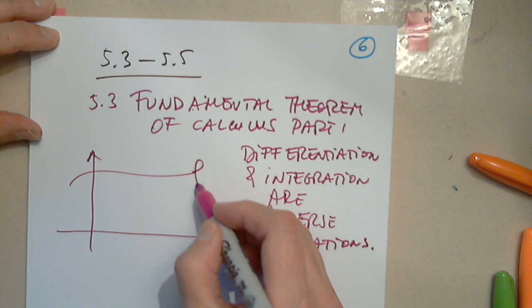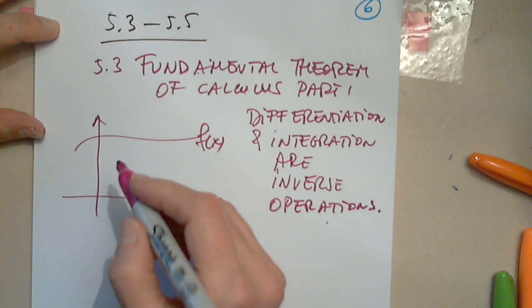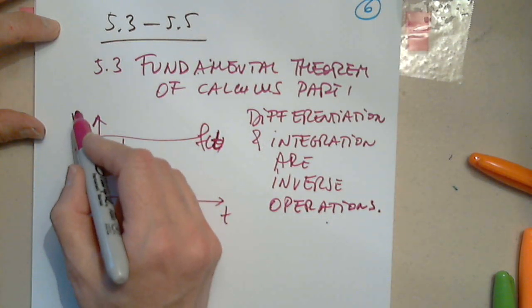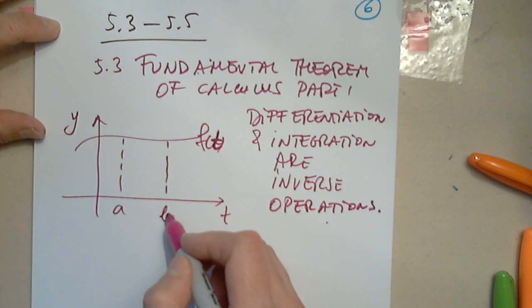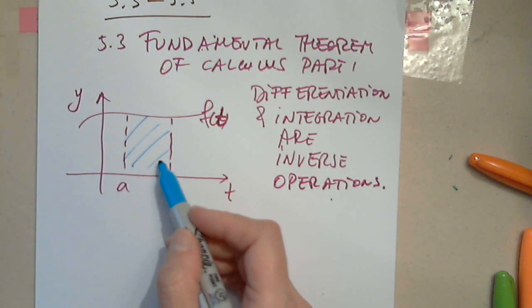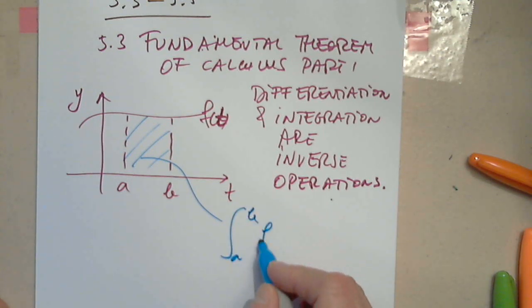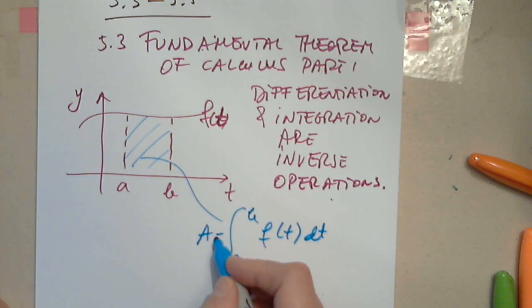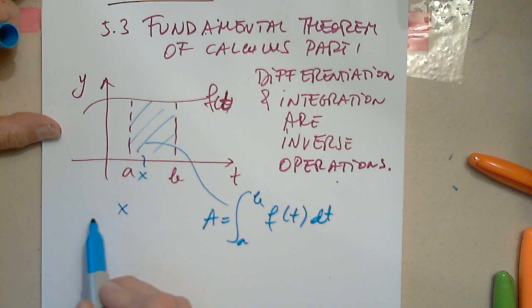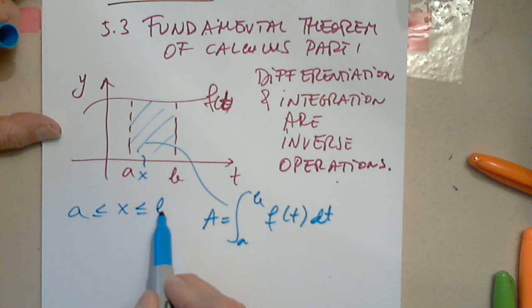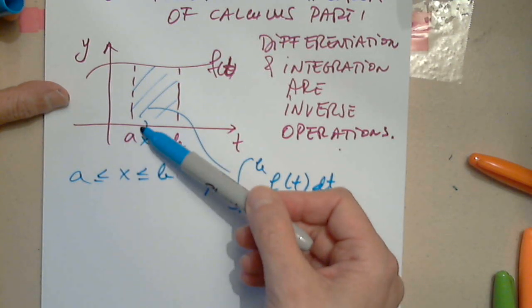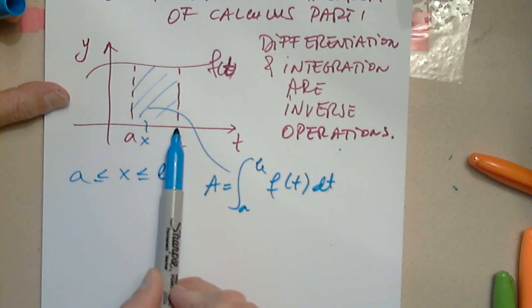And we'd like to illustrate this with any function. Let's call it f of t. And here's t, and this is y, and we have a and b. And we know that this area is the integral from a to b of f of t dt. We know that. Now let's suppose we have an x that takes values between a and b, and every time I plug in a value between a and b, what will happen here?